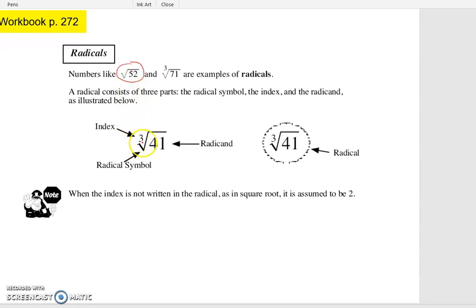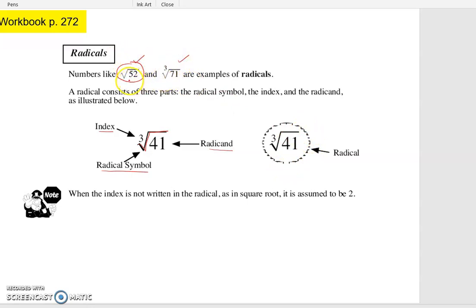The tiny number tells us whether it's a square root, cube root, fourth root, fifth root. That number is called the index. This here is a radical sign, and the number inside is called the radicand. The entire thing is called a radical number. So these are examples of radical numbers.